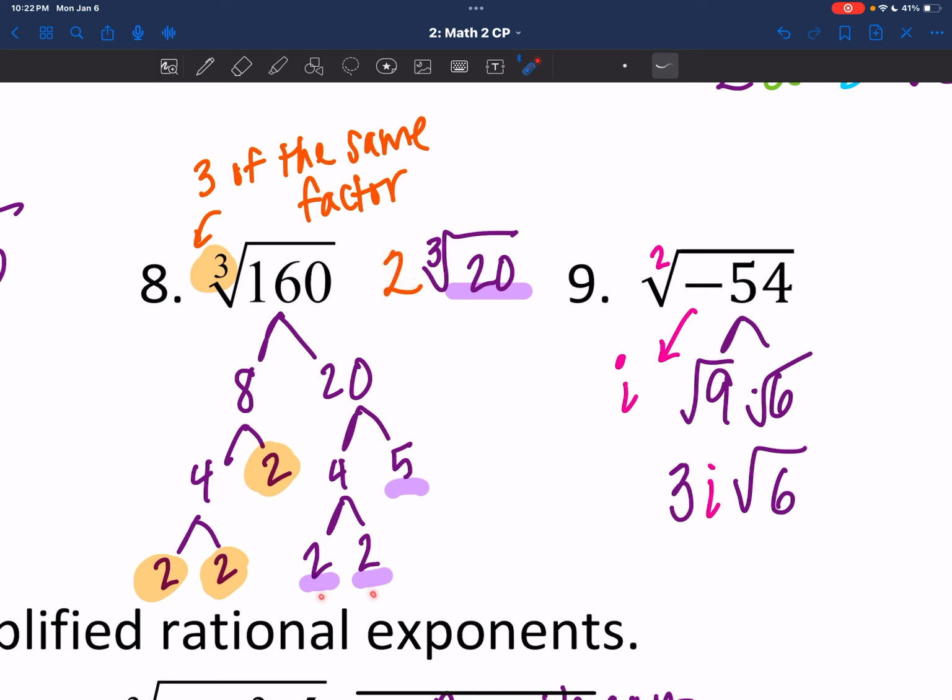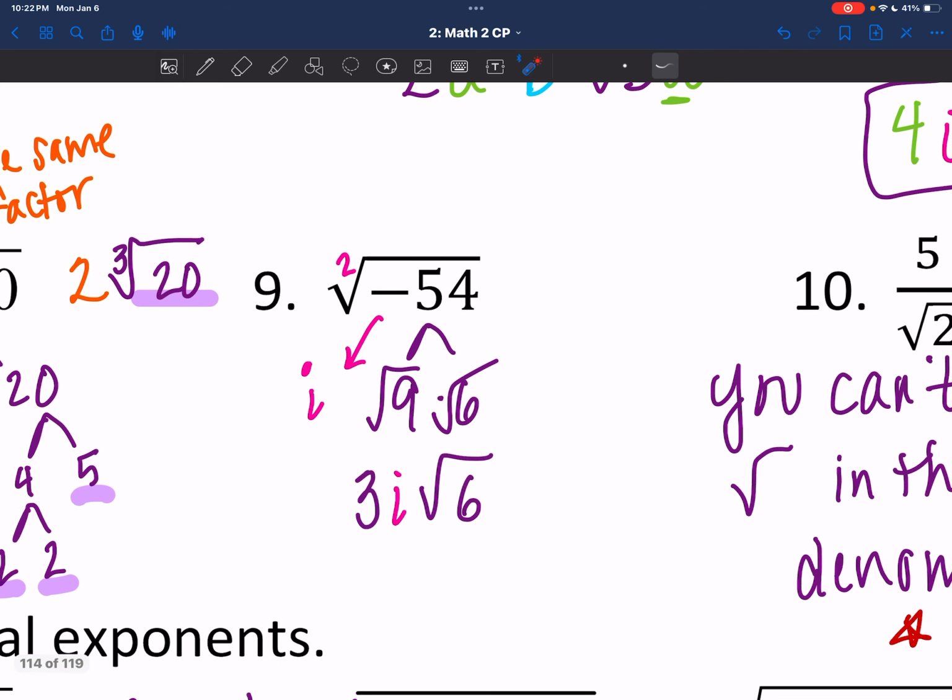And then once you get that, you put it outside the radical. And then here, I don't have 3 of the same, so all this is left over, which stays in the radical. And again, it's an even root, so you're going to factor out that negative to make it i. And then once you've got that, I like to factor out your perfect roots and then whatever's left over. So it's 3i outside, and then your leftover would be root 6.